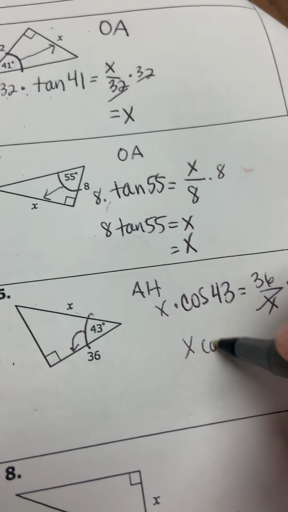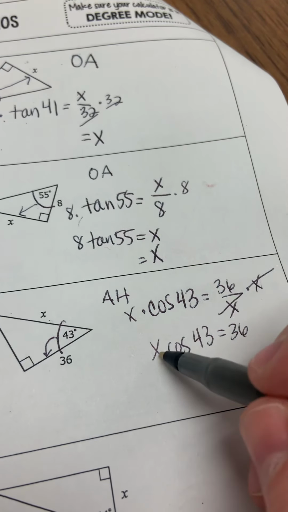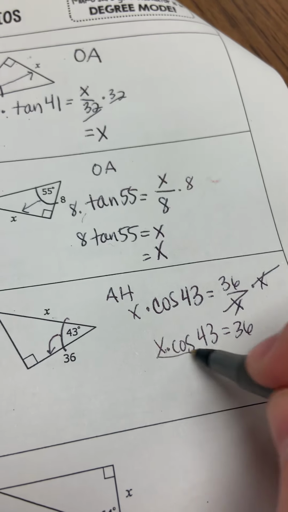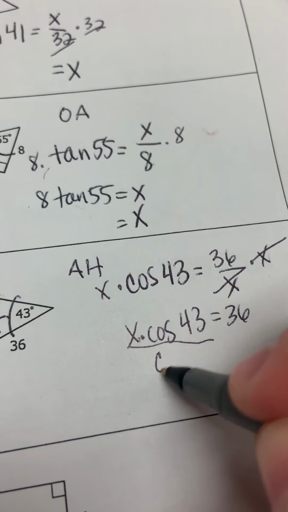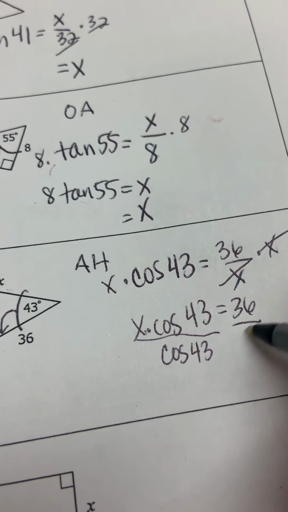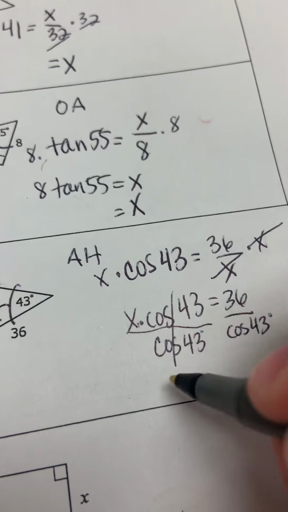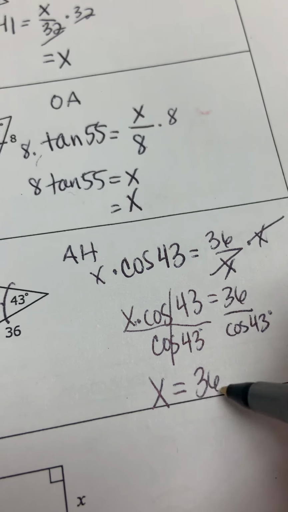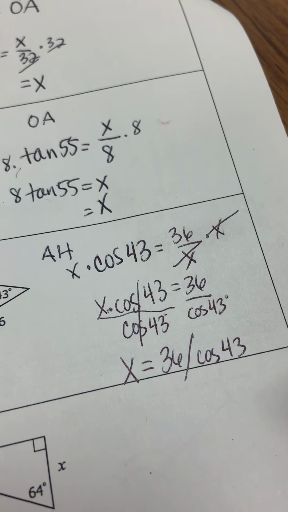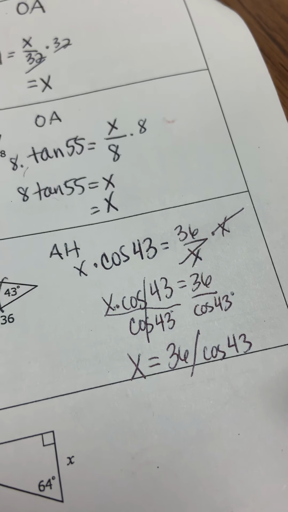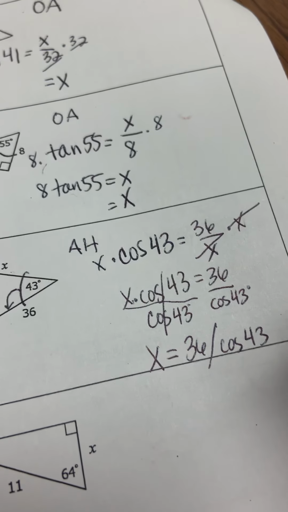So I have x cosine of 43 equals 36. Now to get x alone, it's x times cosine. So just like we did in example 5, I'm going to divide by cosine of 43. And that's degrees, by the way. So these cancel. So in your calculator, you're going to do 36 divided by the cosine of 43. Okay. And you're going to get an answer, and remember, round it to the tenth.